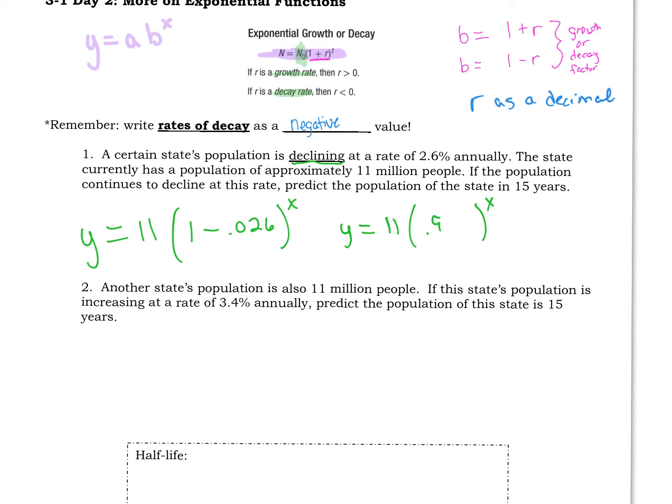0.974. Okay. So, I can't write. I cannot write on this thing. That's even harder. 0.974 to the x power. Thank you, Lily. So take your pick, which format you prefer.